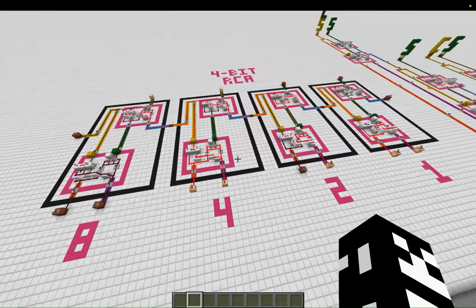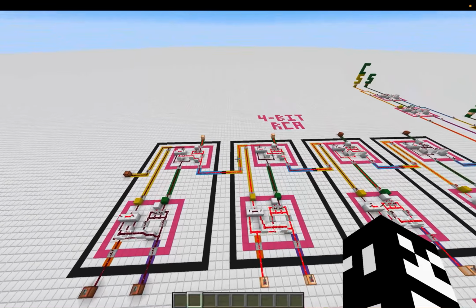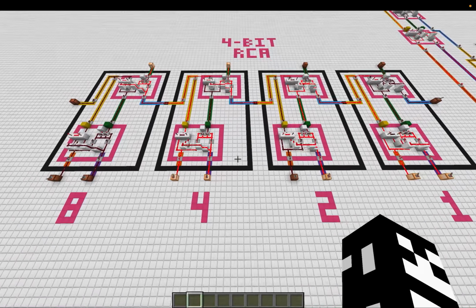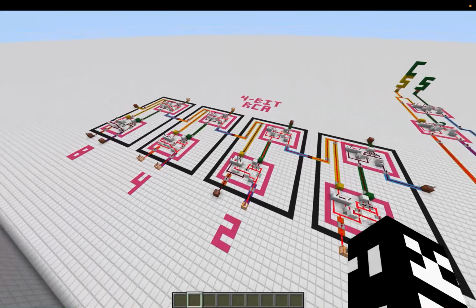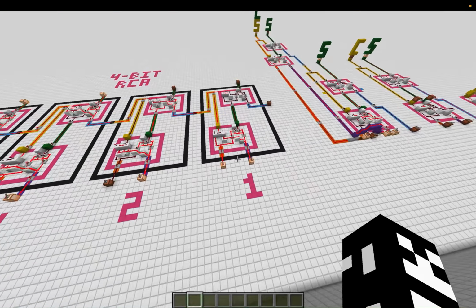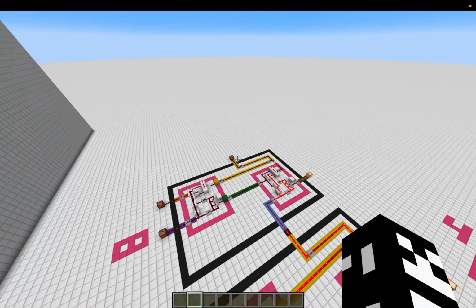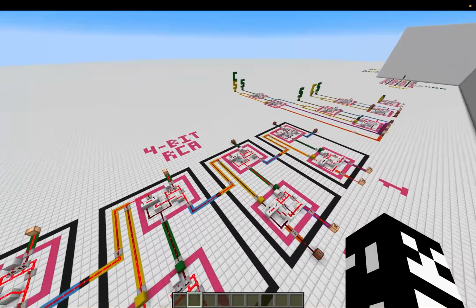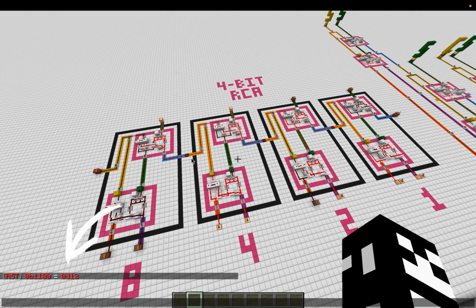So 5 plus 7 is 12, because 8 plus 4 is 12. And if we read it in binary, we added 0, 1, 0, 1, 0, 1, 1, 1. And the output is 0, 1, 1, 0, 0. If we ignore that, it's 1, 1, 0, 0. 1, 1, 0, 0 is 12 in decimal system.